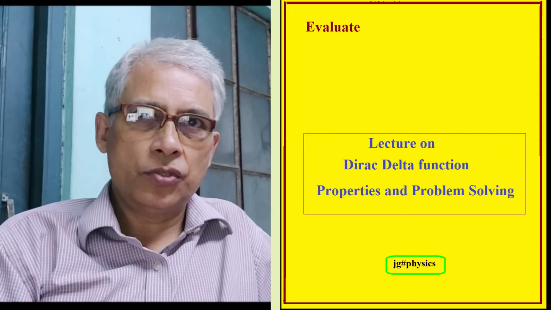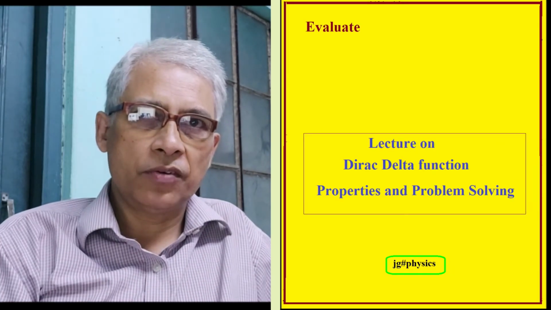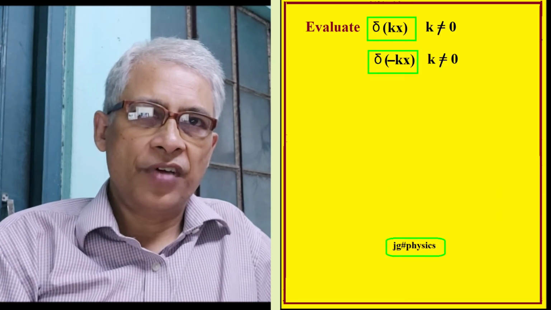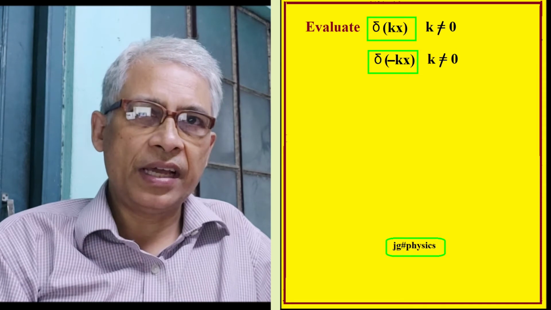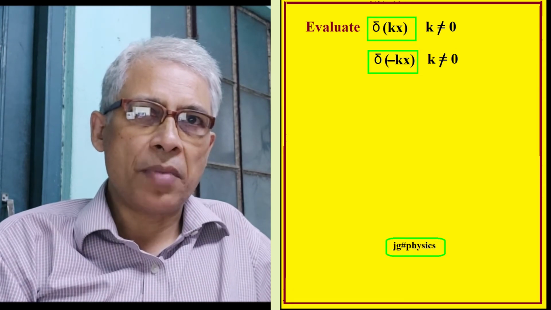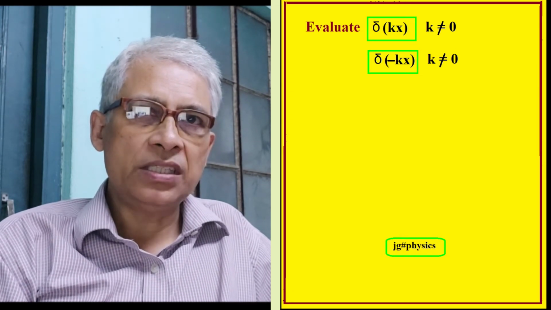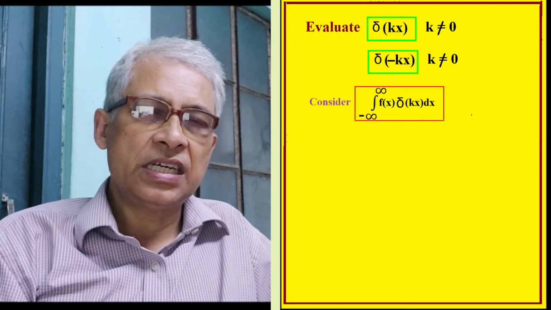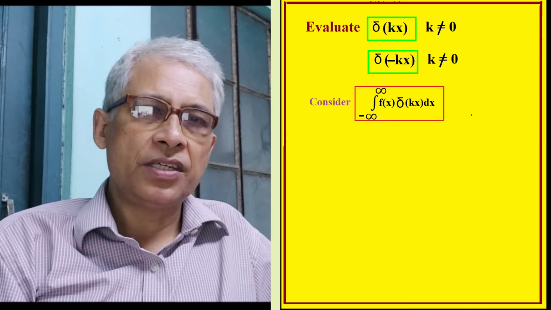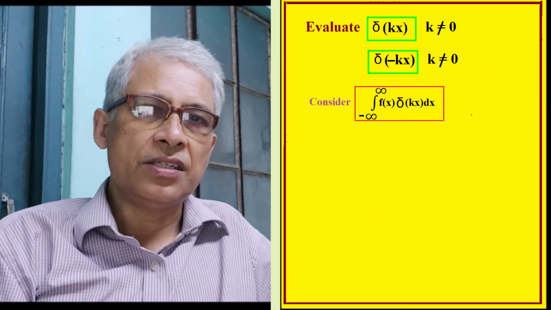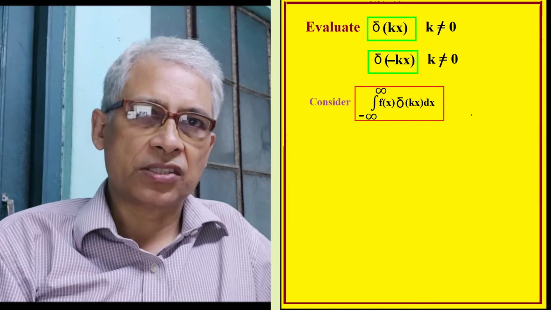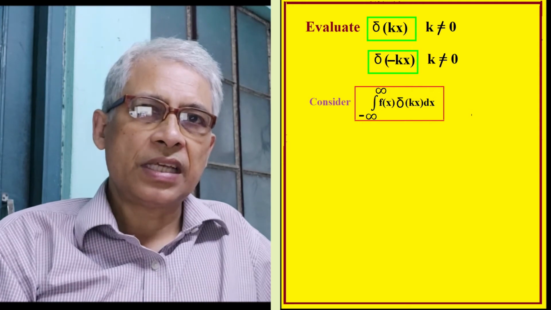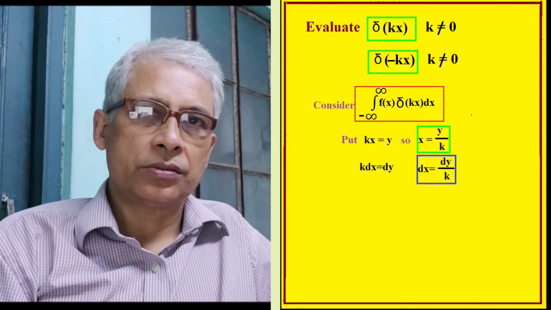We next move over to describe another property of the Dirac delta function. Let us evaluate the value of the Dirac delta of kx and the Dirac delta of minus kx, where the quantity k is different from 0. Let us consider the integral minus infinity to plus infinity, the integrand being f of x Dirac delta of kx dx. Let us enclose it in the red box.